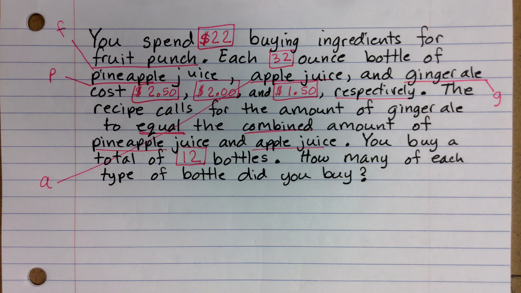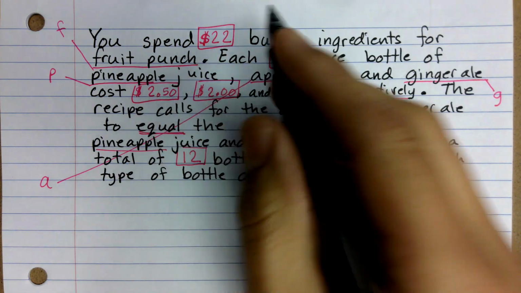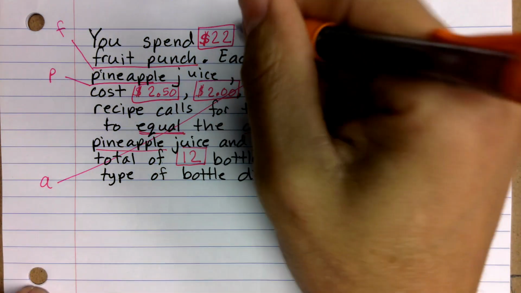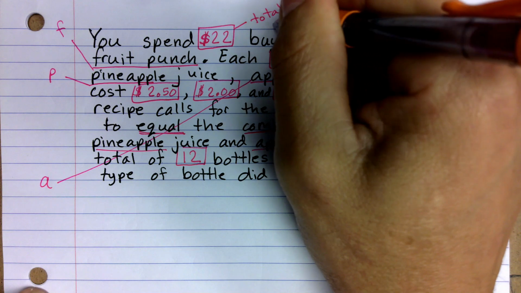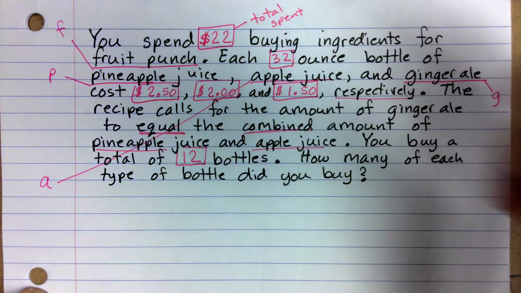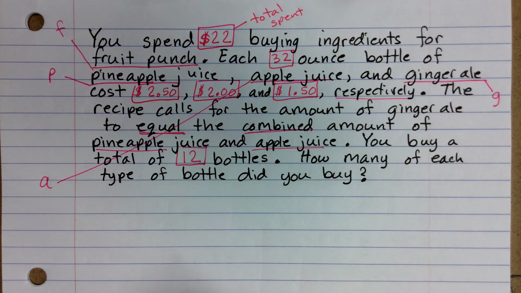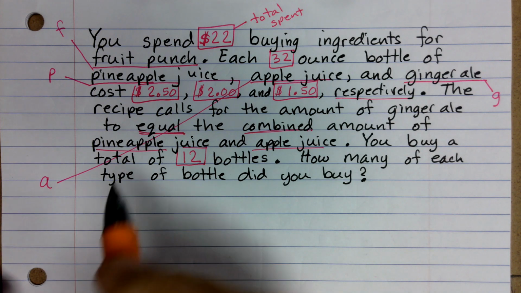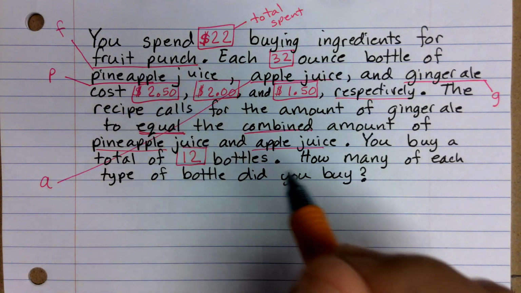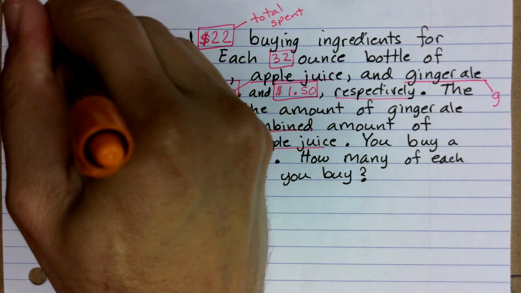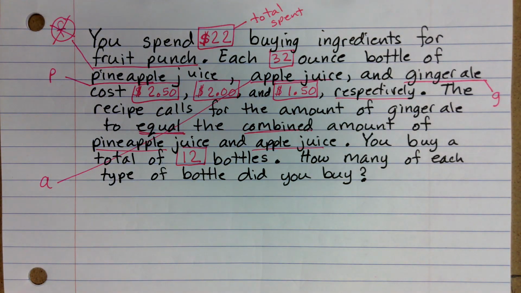So we're going to go ahead and create an equation from this with the information that I've boxed. I noticed that when it talked about how much I spent, I'm going to put a note up here. That $22, that was the total I spent. So I'm going to put total spent, because we're going to use that to make our equation. And now looking at it, I realized they're trying to make fruit punch, but there's not going to be a single variable for fruit punch. So I'm going to ignore that variable that I had put up there.